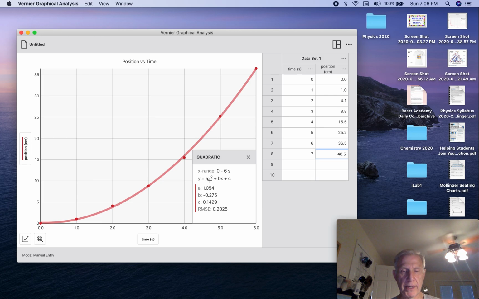We don't use y and x in physics class. We use the proper terms. Y would be position, equals 1.05 times my time squared, that's what x is, plus or minus 0.27 times time, plus 0.14. So remember, we have to substitute the physics variables in for the y and x. That's a math class thing.